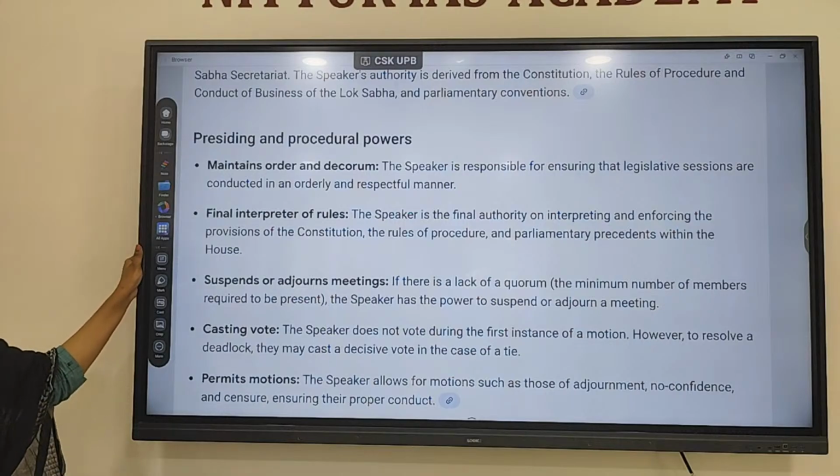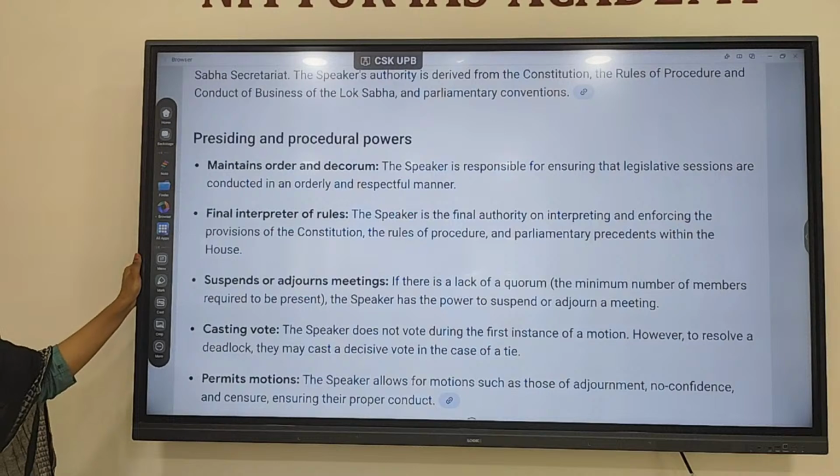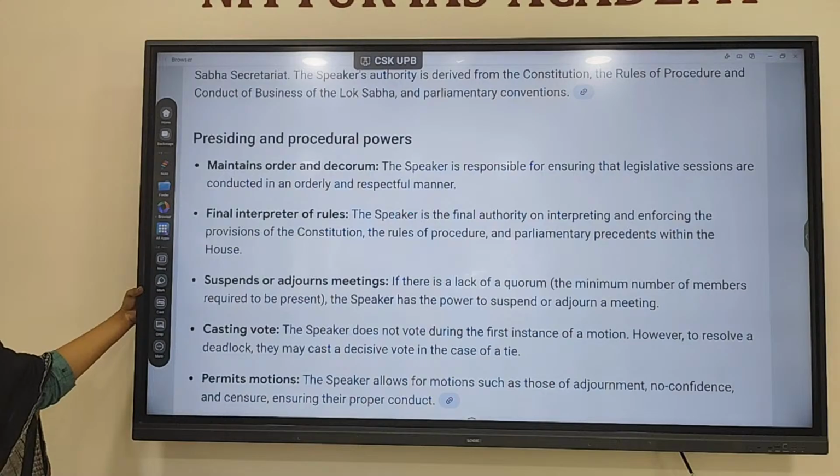But in order to run the session, at least there should be a quorum. Okay, quorum. Have you heard this word quorum? What is that quorum? In order to run one meeting, at least 1/10 of the members should be present. 1/10. What is the present strength of Lok Sabha? 543. One-tenth of that is 54.3. That is 55. At least a minimum of 55 MPs should be present in Lok Sabha in order to have one meeting, in order to have a session.